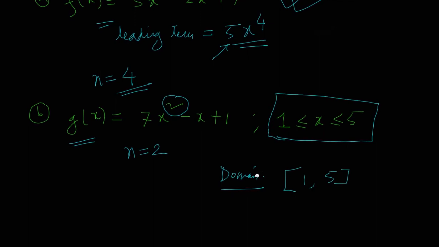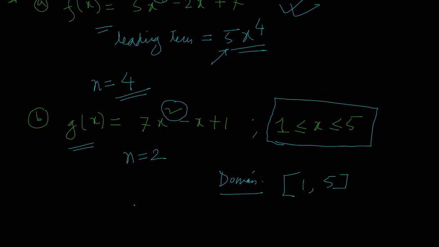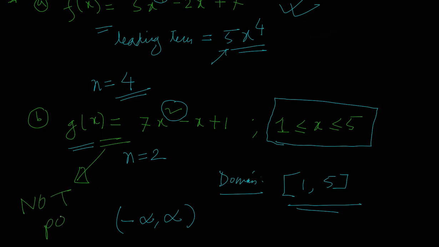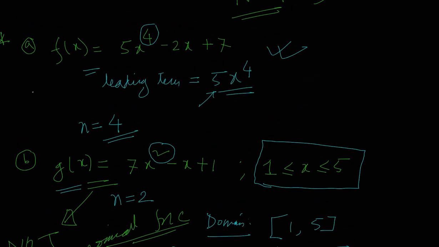Now we know that for a polynomial function, the domain needs to be negative infinite to positive infinite. That is the criteria for a function to be polynomial. For my current function, the domain is 1 to 5. So that means this second function is not a polynomial function. All right, so that is how we can tell whether a function is polynomial.